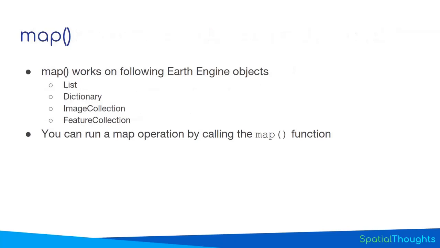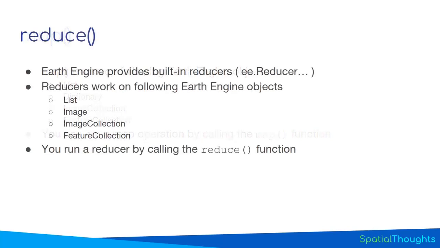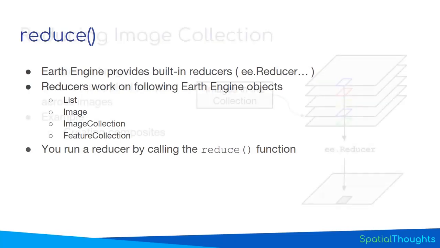The map functions work on different Earth Engine objects. They work on list, dictionary, image collection, feature collection, and you run a map operation by calling the map function. For reduce, Earth Engine provides built-in reducers, and they work on list, image, image collection, and feature collection, and you run a reducer by calling the reduce function.